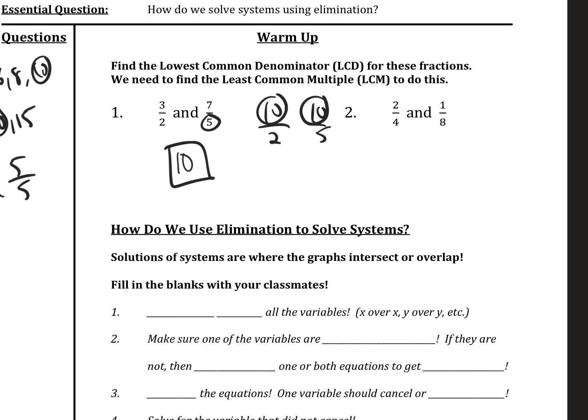If you'd like to try the second one, go ahead. All right, so the bigger number here is 8. We count up by 8. Does 8 divide by 4, and does 8 divide by 8? It does. So actually 8 is the least common multiple here, which is fine. You can have a denominator that's already set for that. So 8 is going to be the least common multiple or the lowest common denominator. This will be useful today for elimination. You'll see why in a little bit.